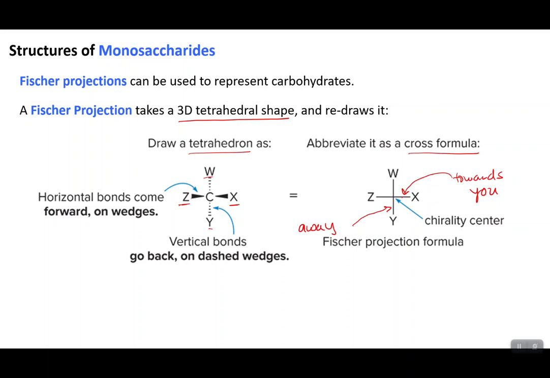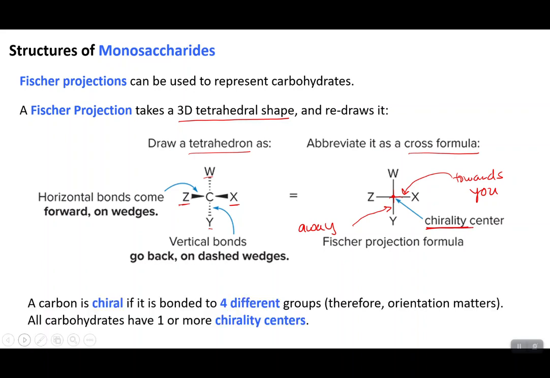The other thing to note is that in this cross, there is an implied carbon. So when you interpret these Fischer formulas, you want to recognize that in this cross here, there is a carbon in there, and the X, W, Z, and Y groups are bonded to that carbon. That's not going to be just any carbon, however. It's going to be a carbon that is a chirality center.